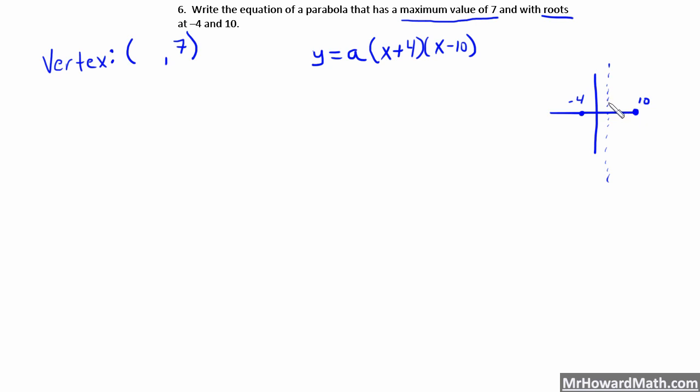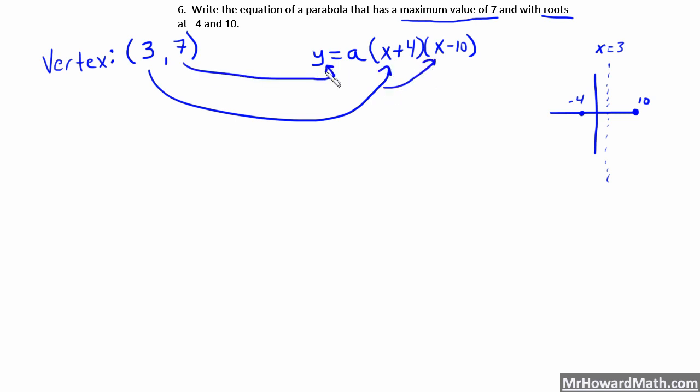So that's going to put us at +3. So our axis of symmetry is x equals +3, which means the x coordinate of our vertex is 3. So there we have the point (3, 7) as our vertex. So now we can plug in the 3 here and here, and the 7 right there for that y, and solve for this a, and then we're done.